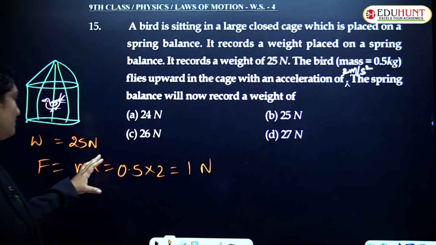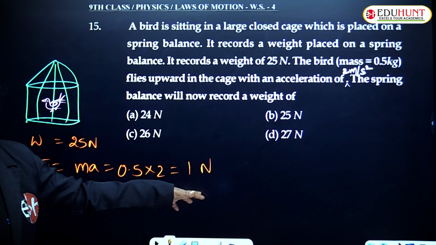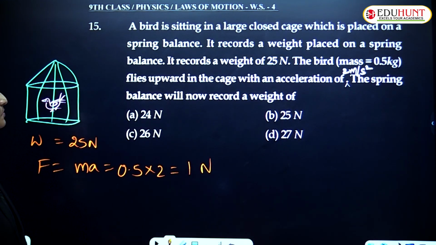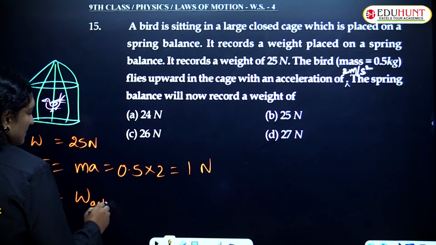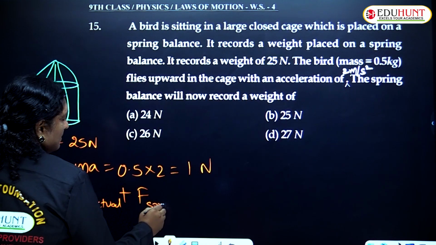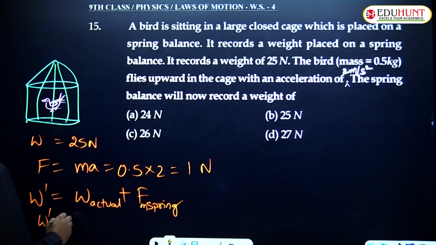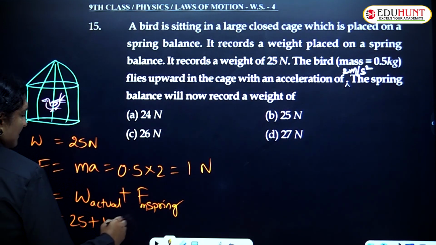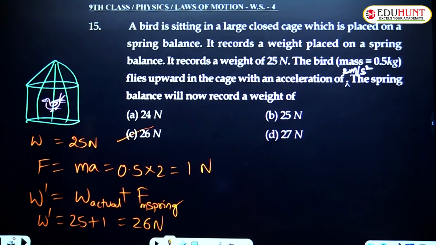So now the resultant weight acting on the spring balance is the actual weight of the bird, 25 newtons, and the applied force of the bird, that is 1 newton. Okay, the spring balance will now record a weight of... So now the new apparent weight will be the actual weight of the bird plus the force applied by the bird on the spring balance. So W dash can be written as 25 plus 1, that is equal to 26 newtons. Hence the correct option is option C.